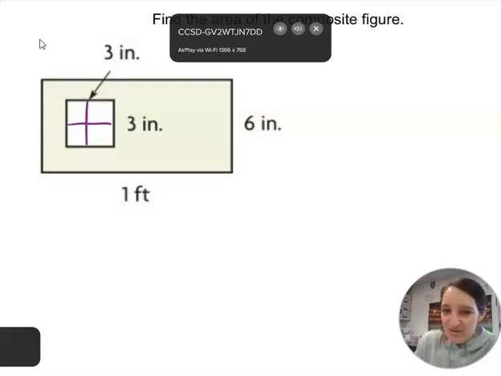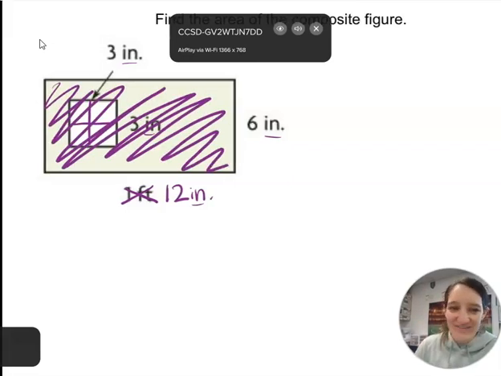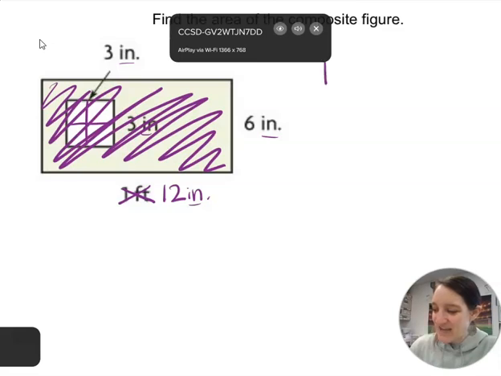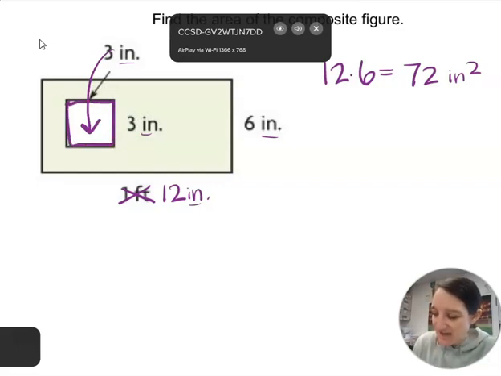Okay, so the first thing I'm going to do is change this 1 foot to 12 inches, just so we're all in the same measurement. Okay, so step 1 is I'm going to find the area of all of this, which would be this rectangle, 12 times 6, which is 72 inches squared. Now I'm going to erase just the part that has that hole in it, right? This square right here, I'm going to figure out what that is.